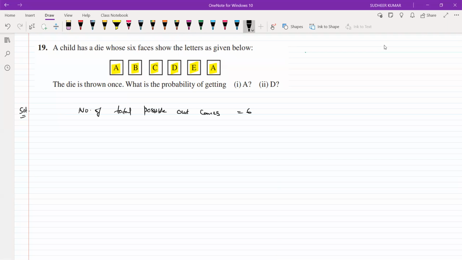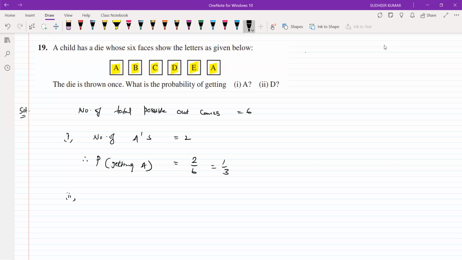Then go to the first one. First one is the number of A's. Number of A's are 2. Favorable outcome is 2. Therefore, probability of getting A is 2 by 6, which is nothing but 1 by 3. And go to the next one.